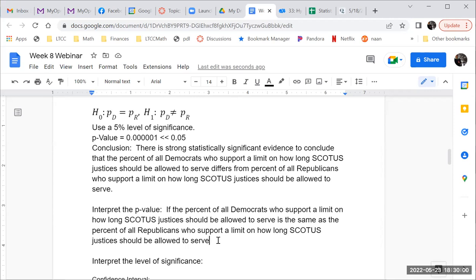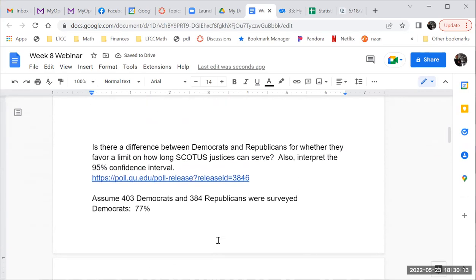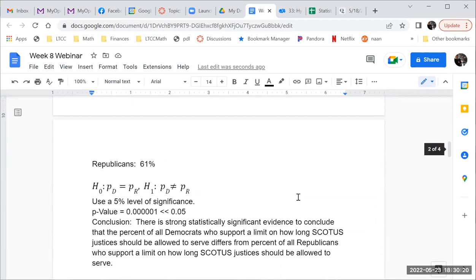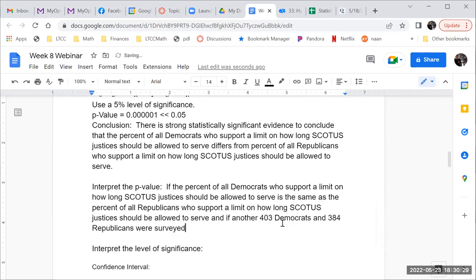Okay, so limit on how long SCOTUS justices should be allowed to serve, and if another study of, and now how many do we have? 403 Democrats and 384 Republicans. It's okay that the number of people surveyed are different for each data set. No problem. So another 403 Democrats and 384 Republicans were surveyed.